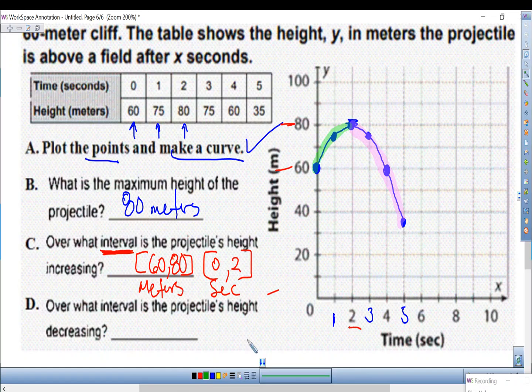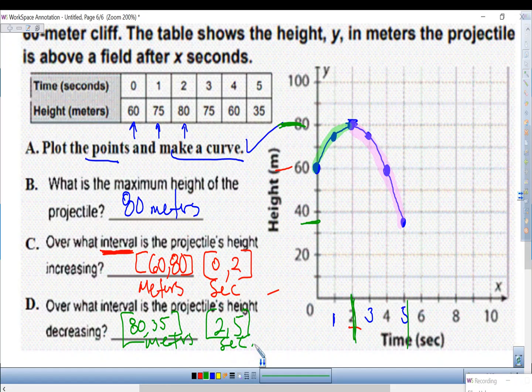All right, so it's decreasing from where? From 80 all the way to where? This is what? 35? It's from 80, comma, to 35, bracket and bracket. And that is in meters. How about in seconds? From where to where? From 2 to 5. So from 2 to 5, and that is in seconds.